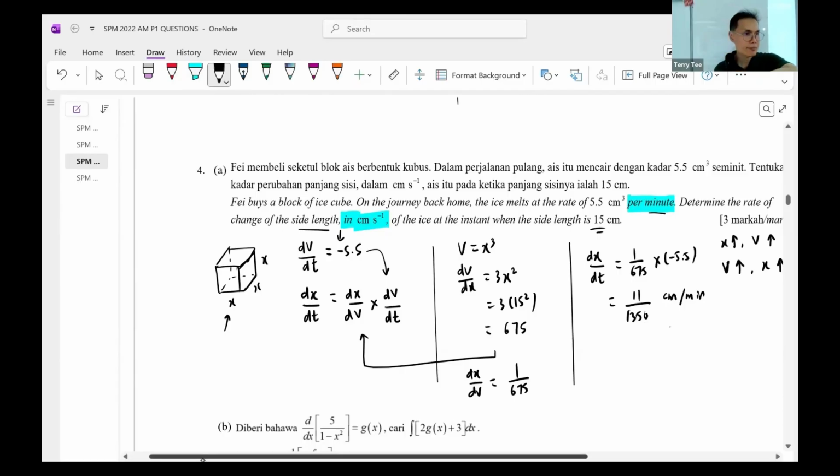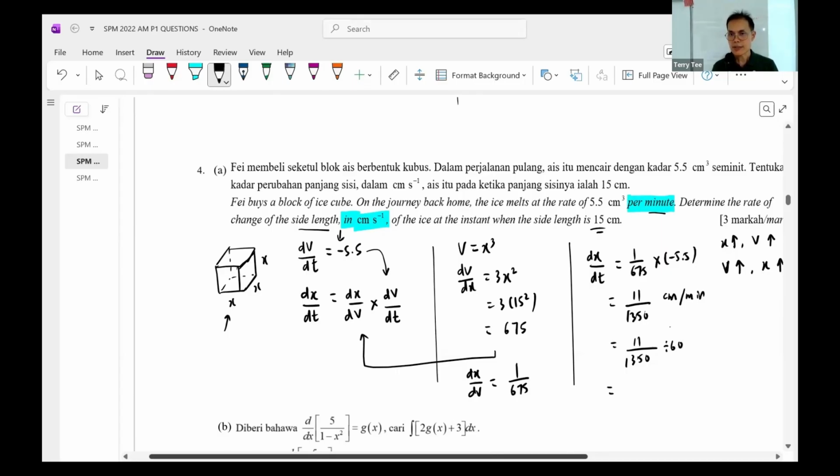How do you convert to per second? Do you times or do you divide? 1 minute, how many seconds? 60 seconds, right? So is it bigger or smaller? Per minute is bigger, right? Per second is smaller, right? So if you want to convert to per second, you have to divide by 60, or you can times 1/60, right?